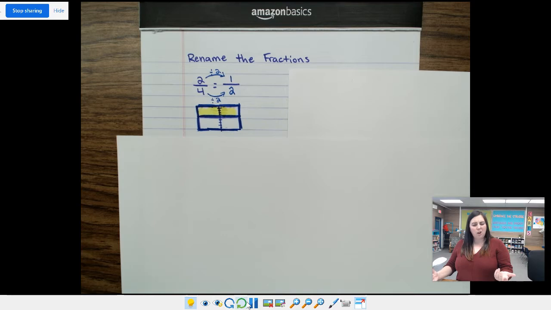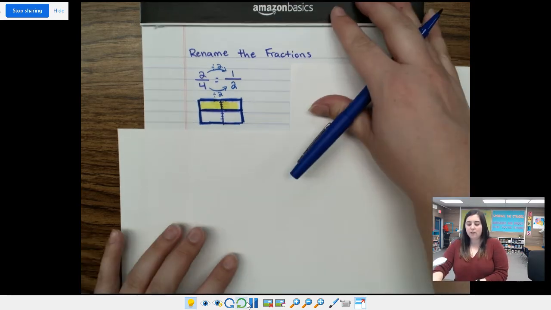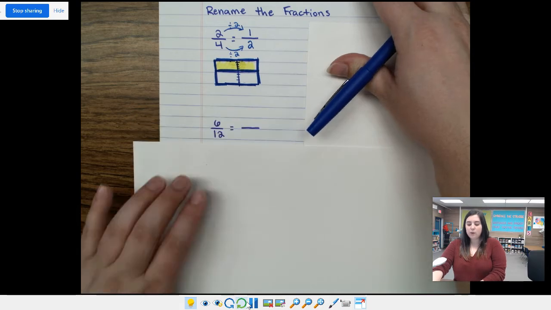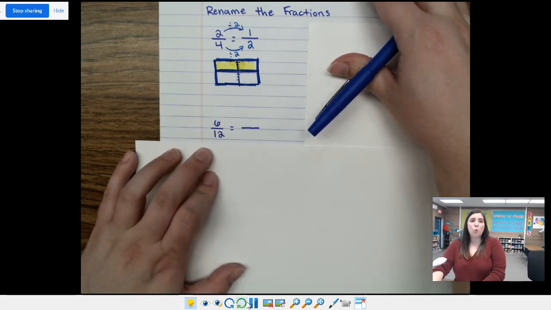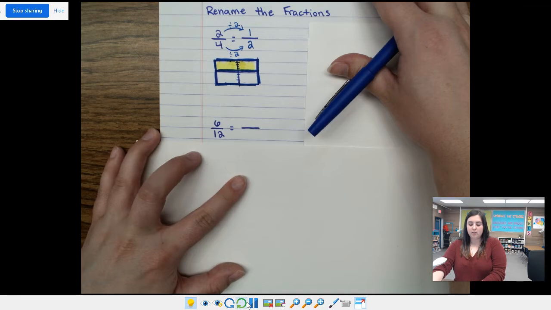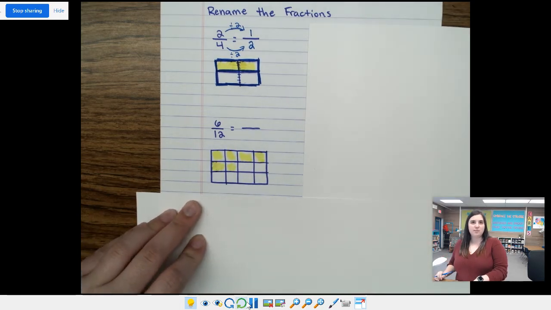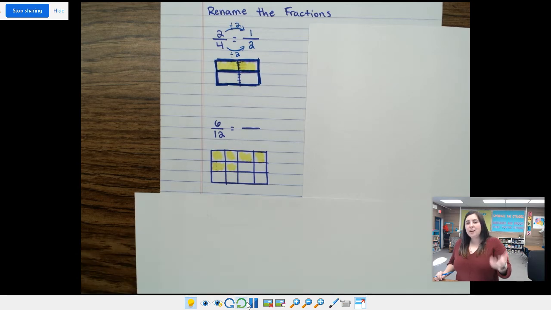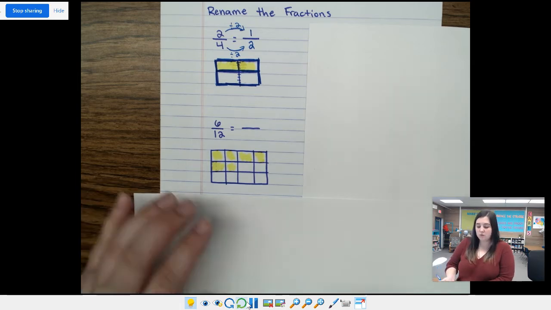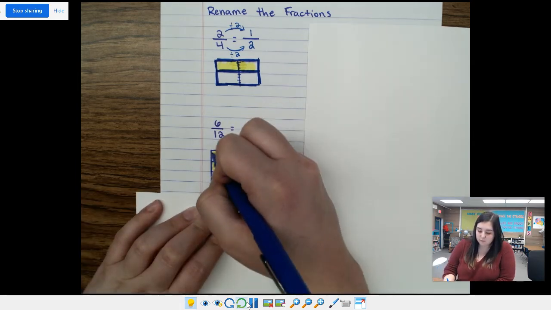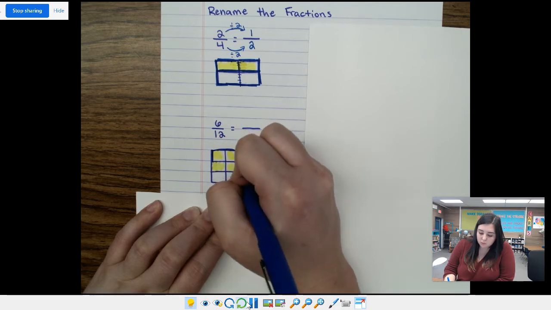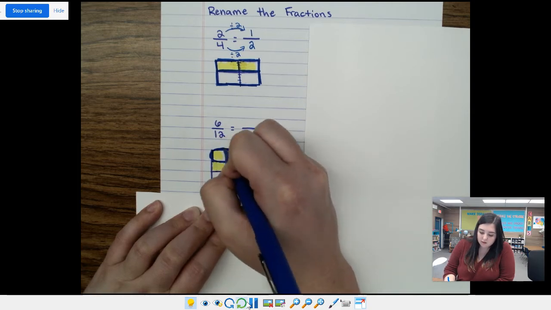But sometimes it's hard to figure out, well, how many parts do I need to combine? Like for instance, if we were using the fraction 6/12, here's what that could look like. 6/12. And I need to make equal sized parts that are larger, but I don't know how to combine these. I could, I'll use blue, I could combine 2 parts at a time. I'm just going to do this for the sake of time.